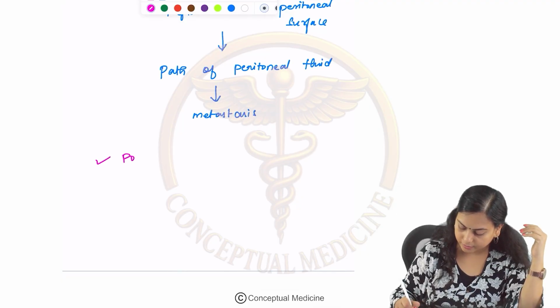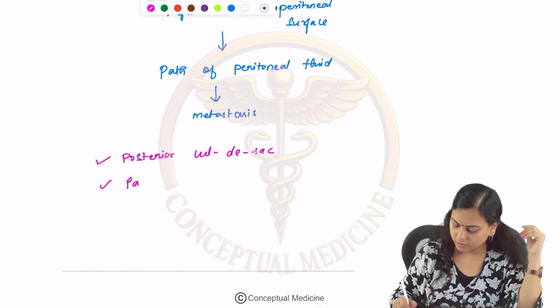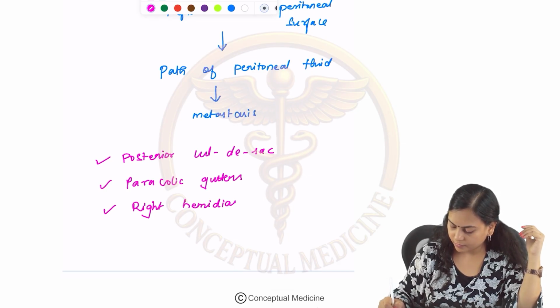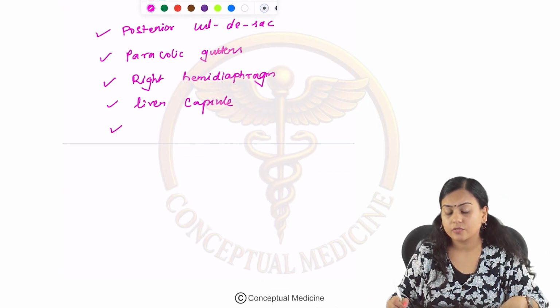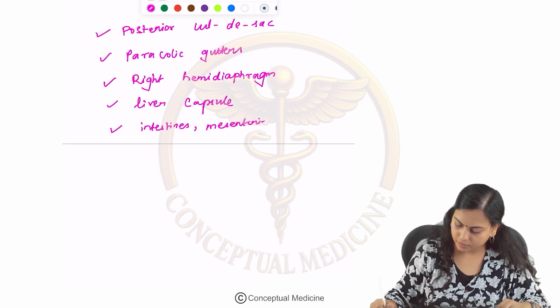Okay, metastasis can happen anywhere. It can happen in the posterior cul-de-sac or paracolic gutters, right side hemidiaphragm, even the liver capsule, okay, the peritoneal surface of the intestines, mesenteries, and even in the omentum.